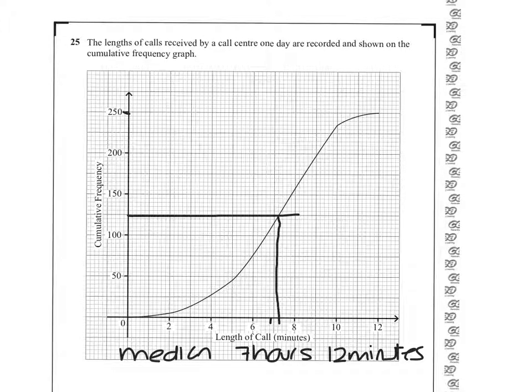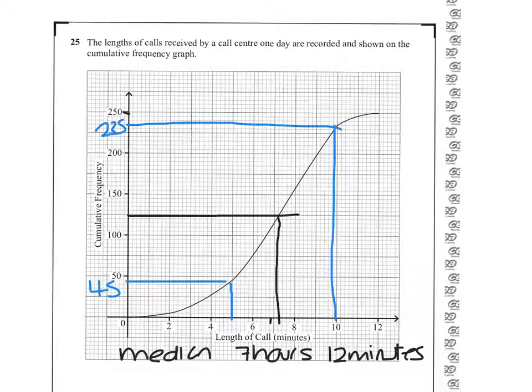For B, we're asked for the number of calls between 5 and 10. So if I go up to 5 and across to read, we have 45 calls. And at 10, if we go up and across, we have 235 calls. So the number of calls between 5 and 10 is 235 take away 45, which is 195. For this, I've answered on the graph paper where I read the median and then the 5 and 10 minutes.